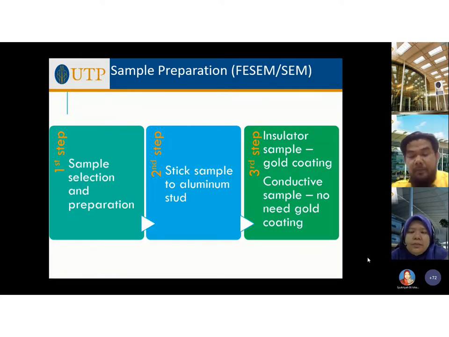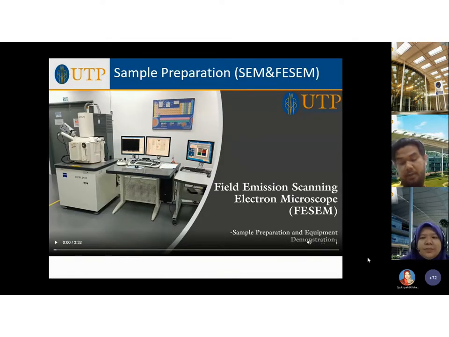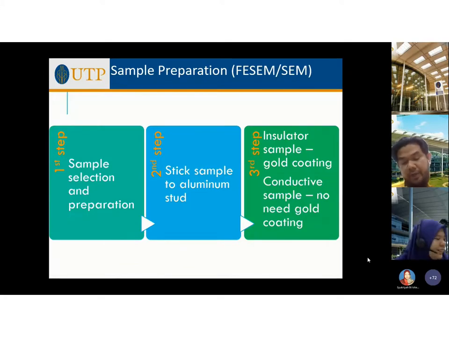Actually, there are two types of sample, and you must identify whether your sample is an insulator or a conductive sample. If your sample is clearly an insulator, such as a plastic or rock sample, normally we go for gold coating to make the sample conductive. But if your sample is already conductive, normally I will go directly to the vacuum chamber. No need to do any coating. The problem with an insulator sample is that the image normally cannot go to a very high magnification.